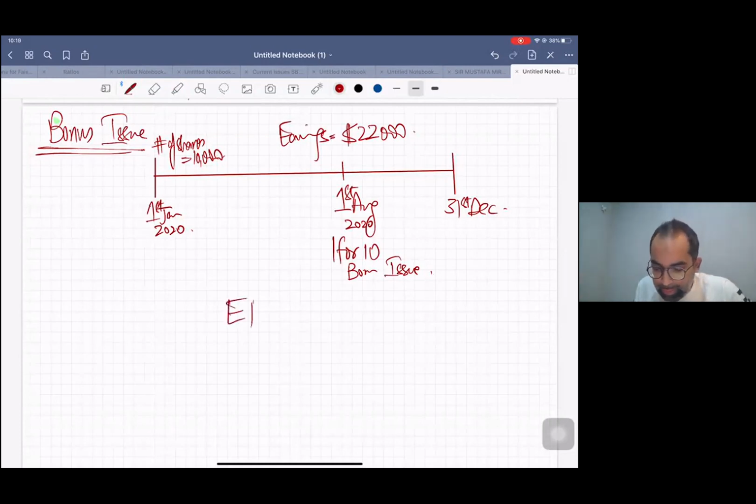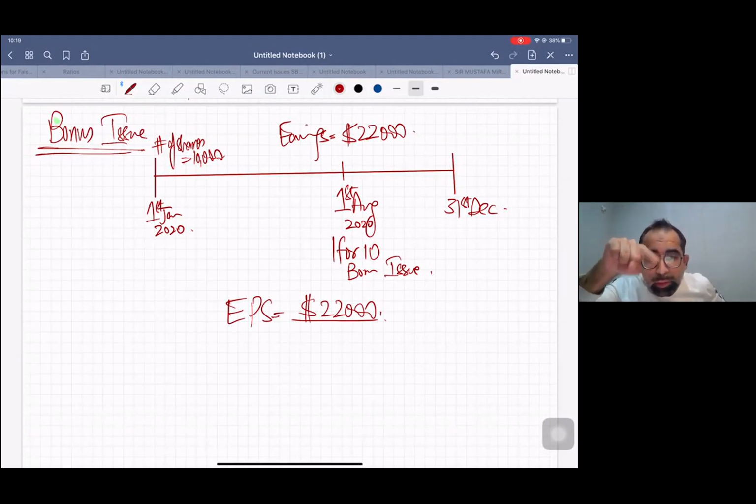Very basic EPS. See how we do it. The formula of EPS is earnings divided by shares. So earnings is 22,000. And now listen to my words very carefully. Just think over it. Is this a full market price issue or a bonus issue? The answer is bonus. If this were a full market price issue, then obviously I agree, I will be computing the weighted average number of shares.